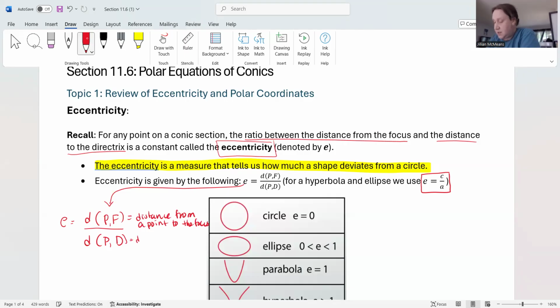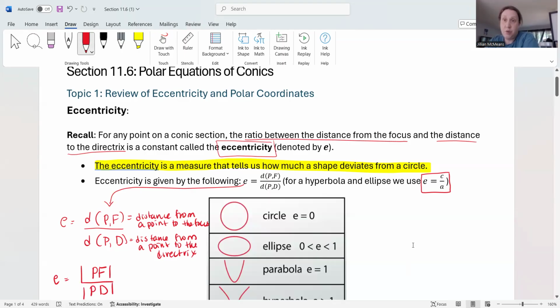And then we're looking at the distance from that same point, whatever point we're interested in, to the directrix. We will also, at some point, see this written like this. So we're again saying the distance from some point to the focus compared to the distance from that point to the directrix. Don't get too bogged down in the notation here. It's really nothing crazy. We're just comparing two distances.